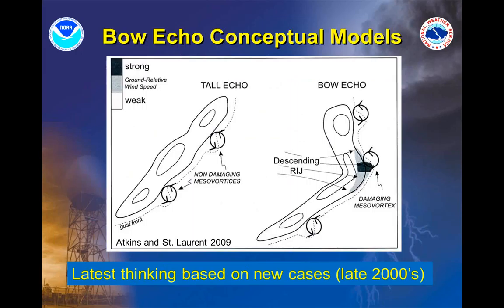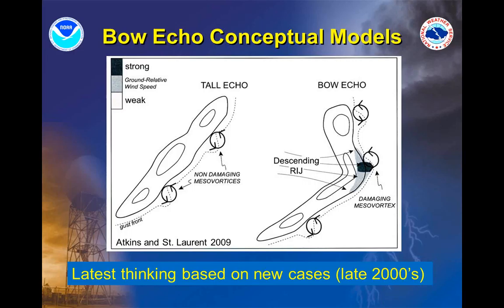This is an updated conceptual model from Atkins and St. Laurent, 2009. This is also a Monthly Weather Review paper. And Nolan does point out the descending rear inflow jet structure. And he notes that the greatest damaging mesovortex threat would be just north of the apex. And again, this is for an individual bow echo that would be evolving to the east here.